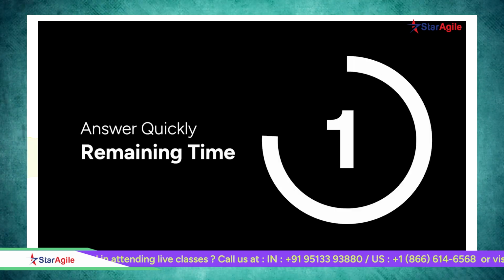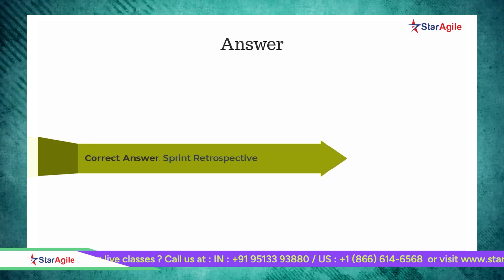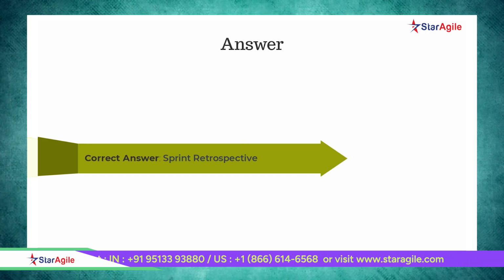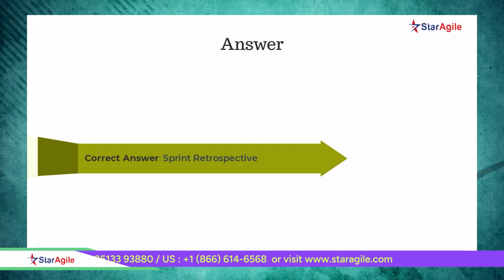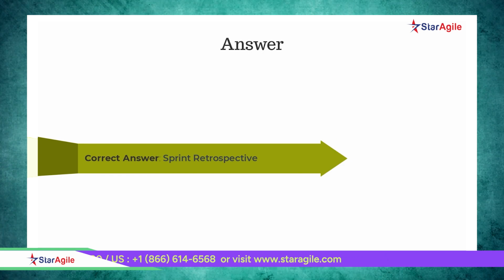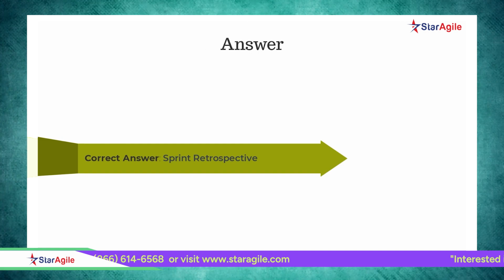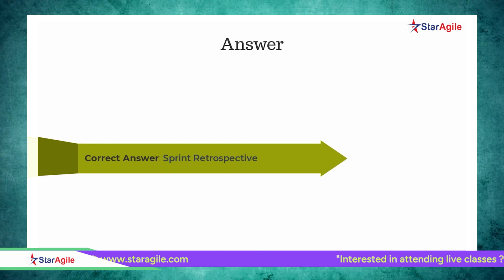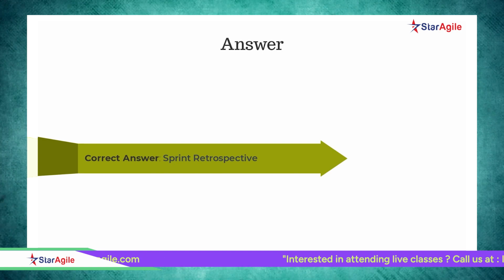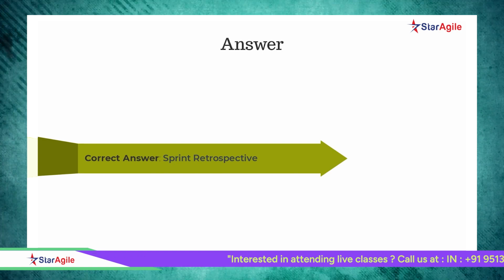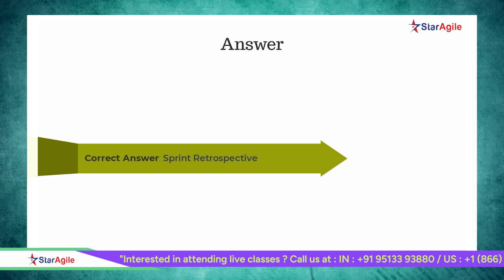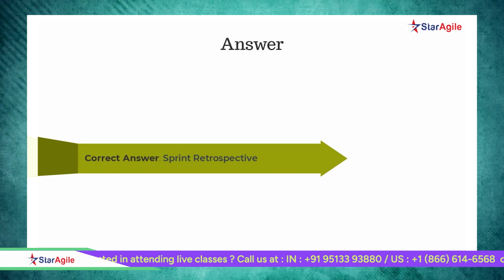The right answer is sprint retrospective. Sprint retrospectives are structured meetings held at the end of each sprint, typically lasting between 1 to 3 hours. The primary purpose of retrospectives is to enable the Scrum team to reflect on their processes, practices, and interactions during the sprint and identify opportunities for improvement.